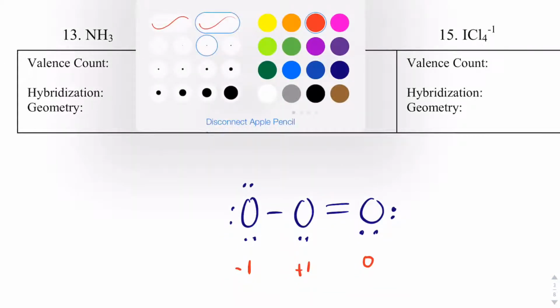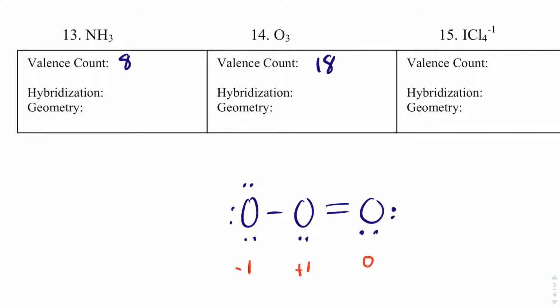Okay, let's do ammonia here. This has a valence count of 8. And this one I just want to do quickly because I want to remind you that we give everything 8 valence electrons except hydrogen. So this is actually our Lewis structure.